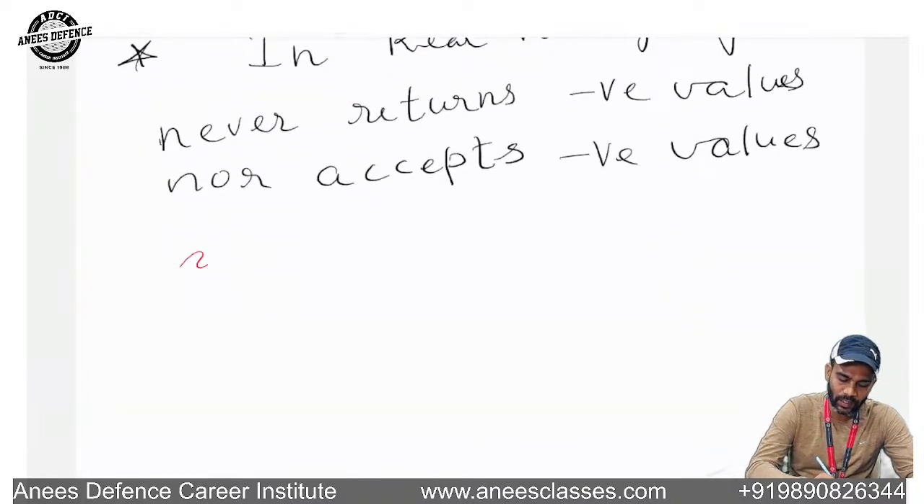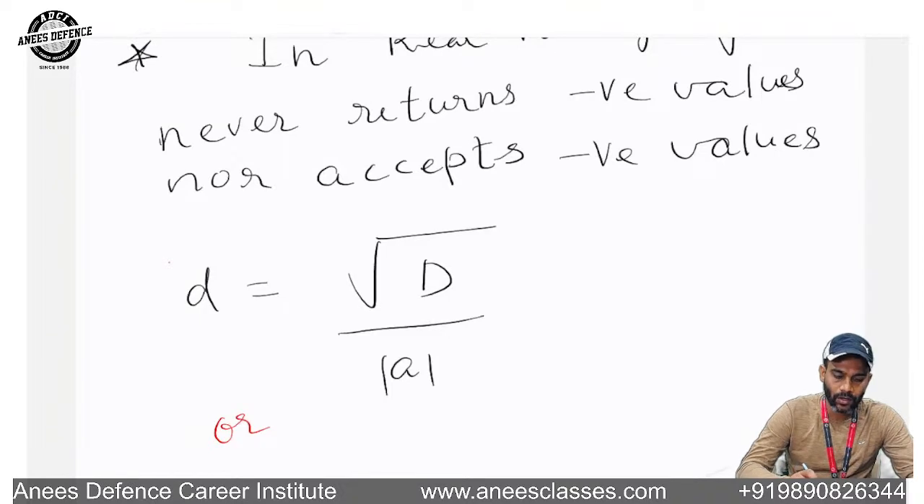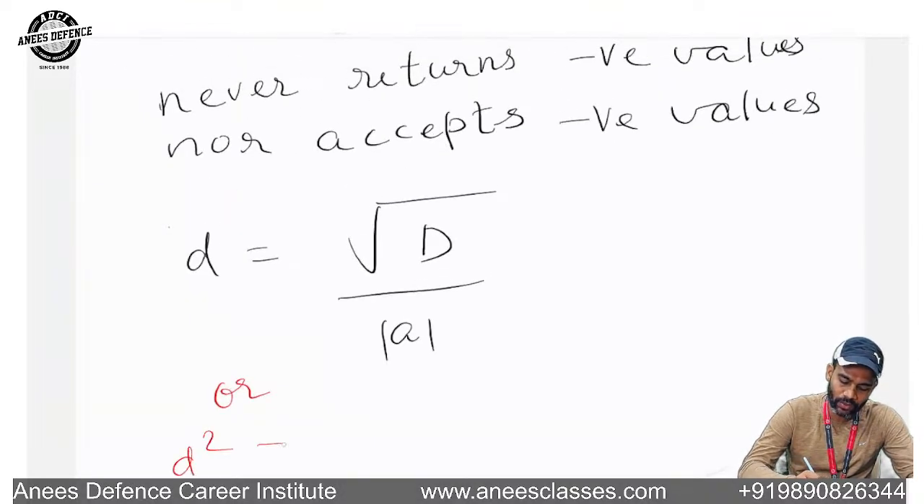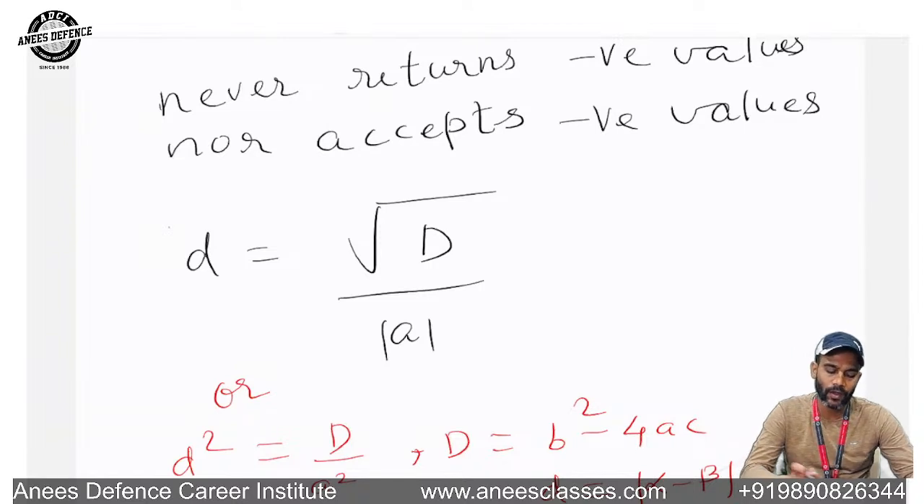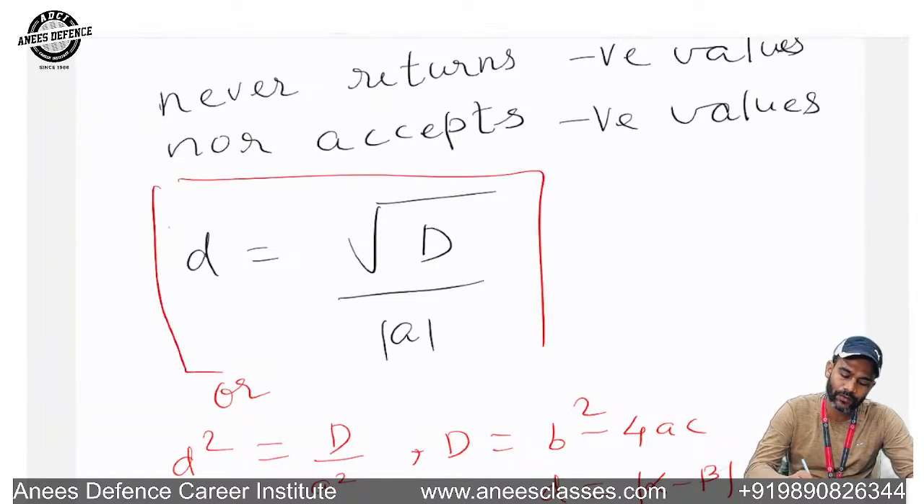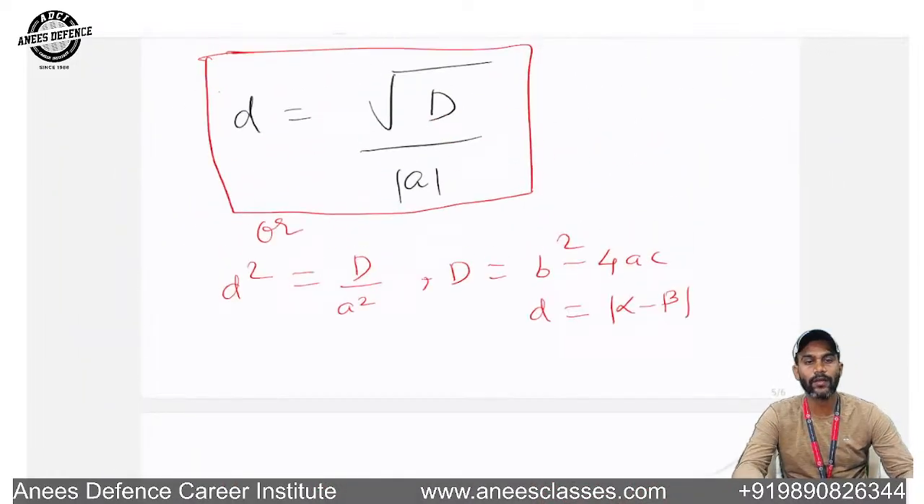How can I write this d? Small d is equal to under root D divided by mod A. Or I can write d square is equal to D by A square. Yes or no? Here D is equal to B square minus 4AC, and d is nothing but alpha minus beta. I hope it is clear. This is nothing but the difference of roots. Is there any doubt? I hope you understood, online students.